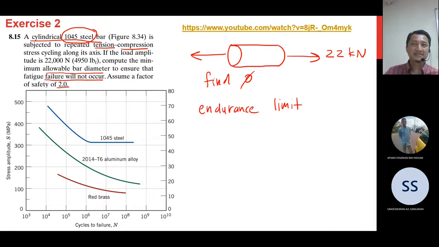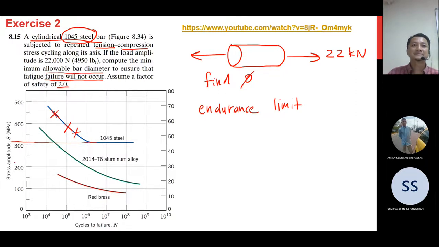Untuk 1045 steel. So, kalau duduk kat sini, dia tak hidup selama-lamanya. Dia akan fail, kan? Ini pun dia akan fail. Ini pun dia akan fail. Kita kena tengok ni, 10 kuasa 6, 1 juta cycle ke atas. So, patutnya dia akan hidup selama-lamanya kalau inilah.